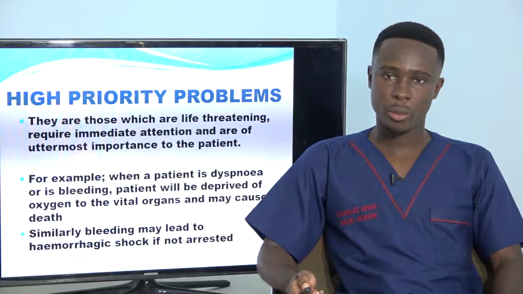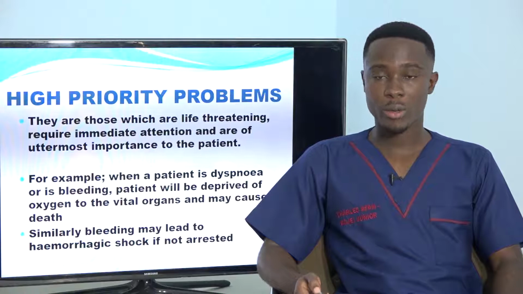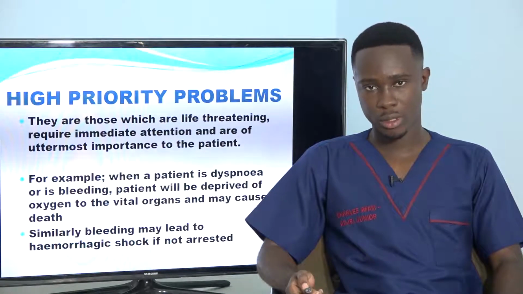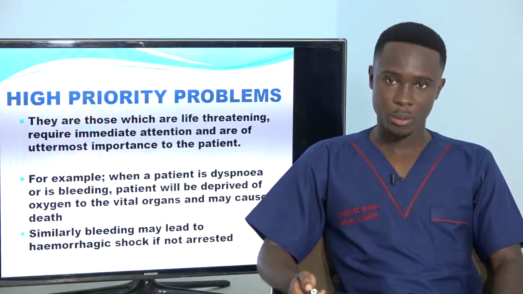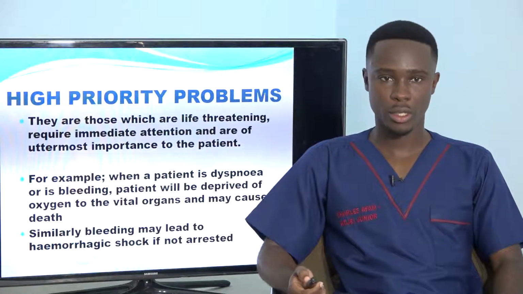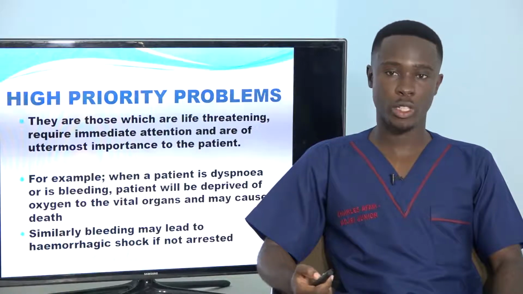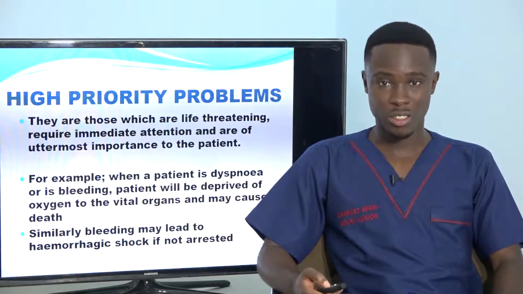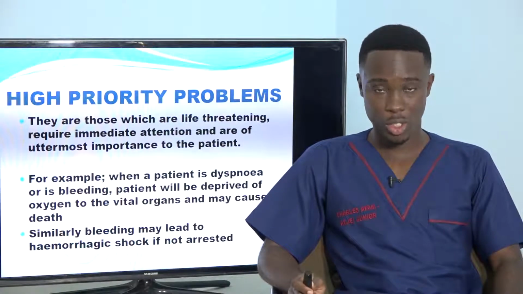So we move on to high priority problems. These are those which are life-threatening and require immediate attention and are of utmost importance to the patient. So for example, when a patient is dyspneic or is bleeding, patients will be deprived of oxygen to the vital organs and may cause death. So when you are dyspneic and we check your SpO2, as you do on the ward, you realize that the patient's SpO2 begins to fall. That's the saturation point of oxygen. That's the meaning of SpO2.